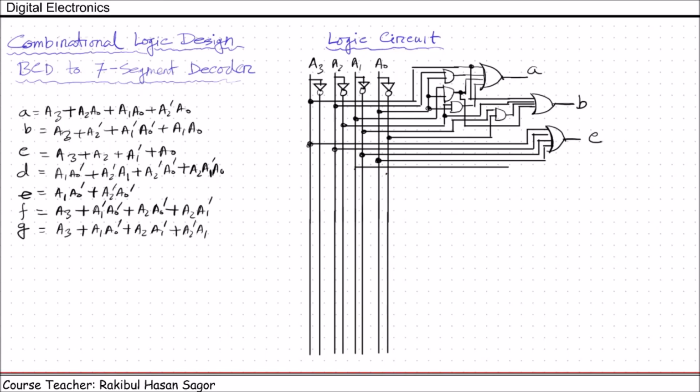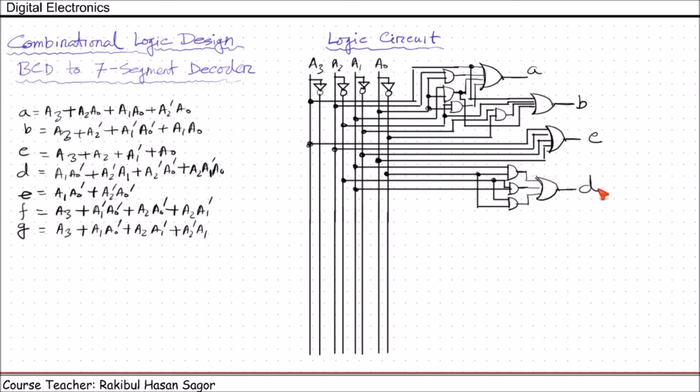Next for D, A1, A0 prime. They will pass through AND gate. They are connected here. Next, A2 prime, A1. They will pass through AND gate. Here they are connected. Next, A2 prime, A0 prime. They will pass through another AND gate. We have A2 prime from here and A0 prime from here. They will be connected. All these will pass through another OR gate.